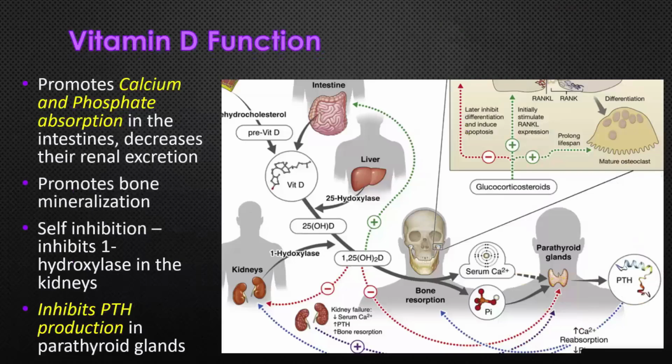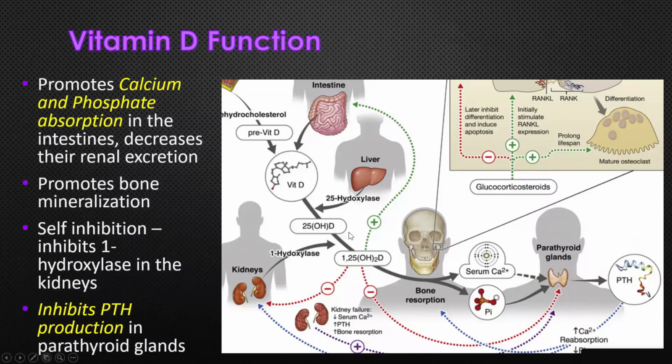Hydroxylases. And so what's the function of vitamin D? I said the primary one is this green arrow here. So you see the plus. It's promoting calcium and phosphate absorption in the intestines, so from the food we get. It also decreases the renal excretion. So that helps us hold on to it and not excrete it in the urine. So that's the way it affects the kidneys.